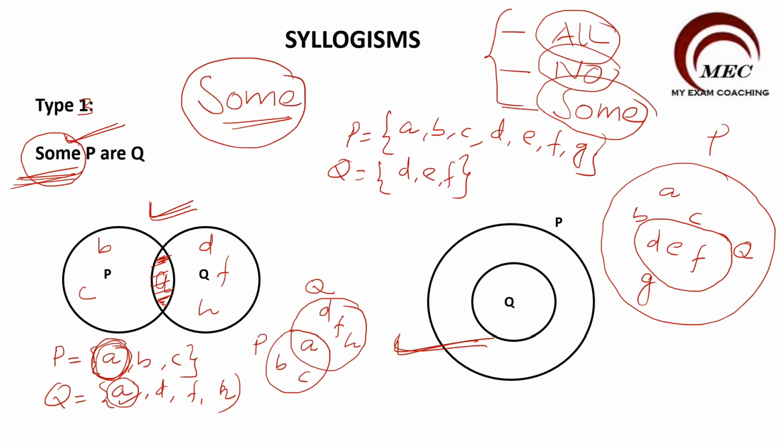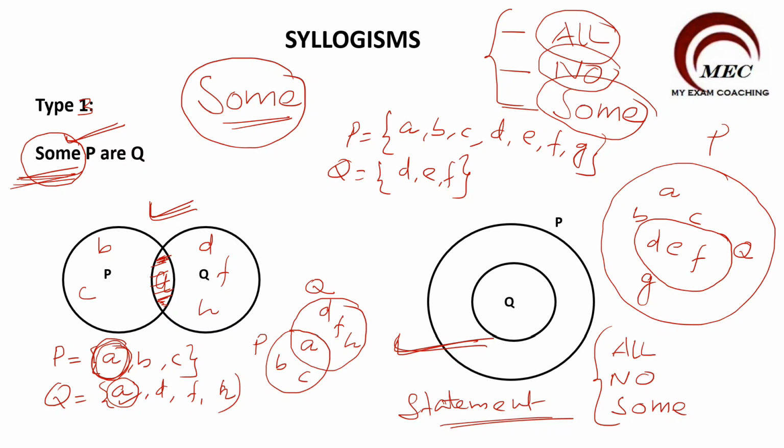So before going to the questions, students, let us practice some questions today using this type. What we are doing today, the basics contain all, no, and some. These words will be there in the statement. Whenever these words come in the statement, how to draw the Venn diagram and how to solve the syllogism. After solving the syllogism, how you can decide which conclusions are correct.